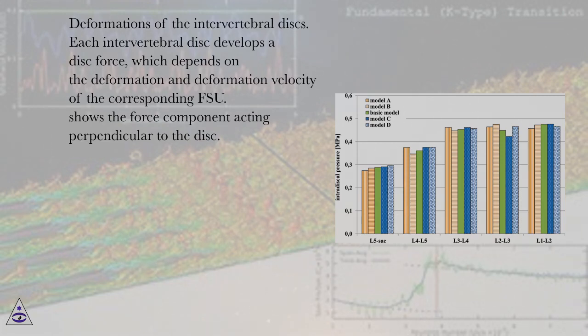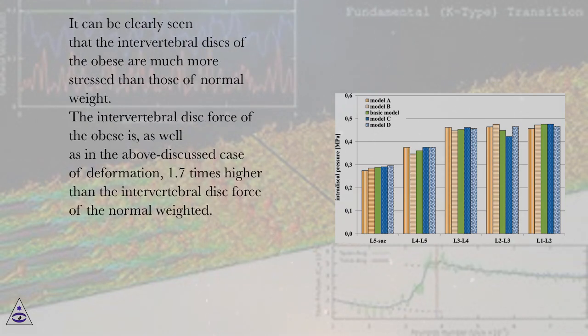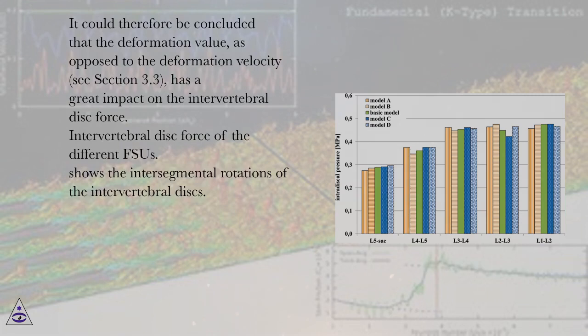Each intervertebral disc develops a disc force, which depends on the deformation and deformation velocity of the corresponding FSU. Shows the force component acting perpendicular to the disc. It can be clearly seen that the intervertebral discs of the obese are much more stressed than those of normal weight. The intervertebral disc force of the obese is, as in the above discussed case of deformation, 1.7 times higher than the intervertebral disc force of the normal weight person. It could therefore be concluded that the deformation value, as opposed to the deformation velocity, see section 3.3, has a great impact on the intervertebral disc force. Intervertebral disc force of the different FSUs.